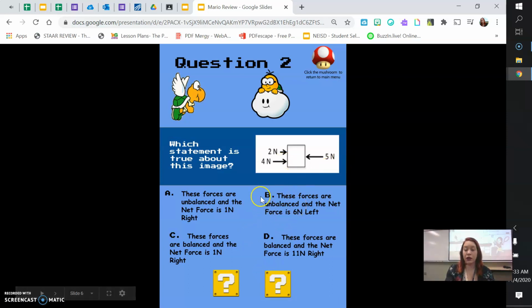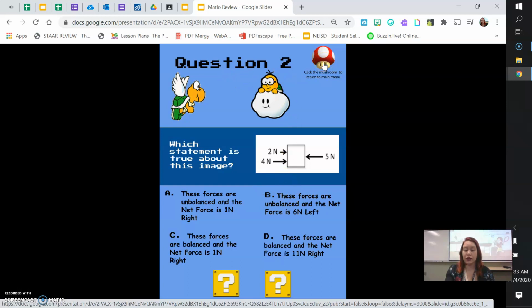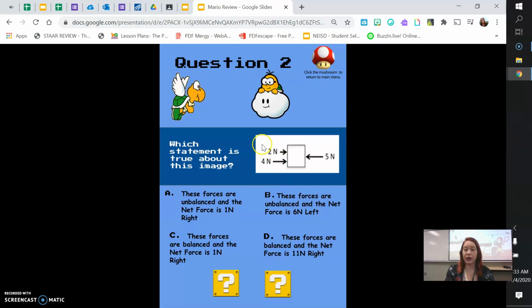So you pick your answer, and if you get it wrong, you go right back to question 2 again until you get it correct. So remember that you should be adding arrows in the same direction and then subtracting the opposite arrows. So you could add 2N to 4N and then take the larger force and subtract the smaller force of the arrows that are going in opposite directions.